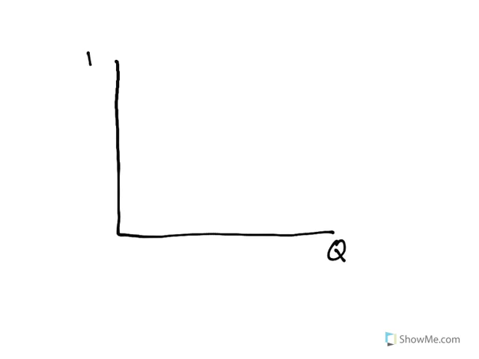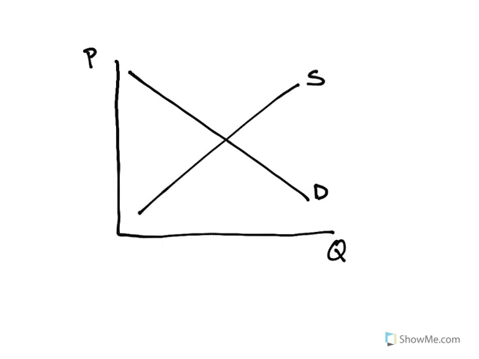Let's start out with just a regular supply and demand model. So we've got quantity and price, demand and supply. Now suppose that in this market we have an equilibrium quantity of 500 units and an equilibrium price of $10.